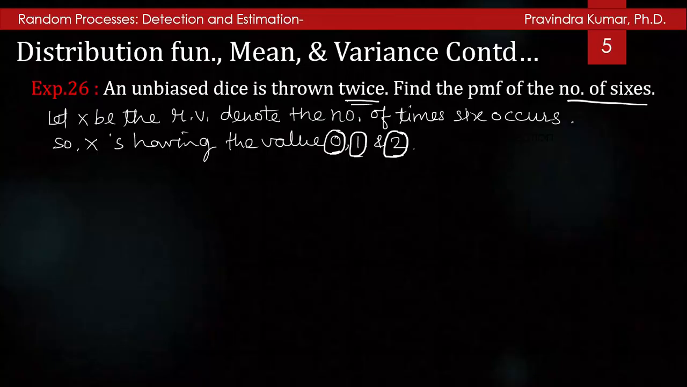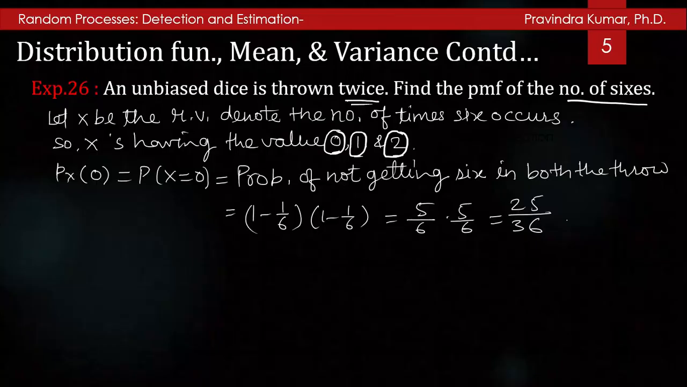Now for the PMF, p_X(0) means the probability that the random variable X has the value 0. This is the probability of not getting a six in both throws. In the first throw, the probability of getting a six is 1 by 6, and of not getting a six is 1 minus 1 by 6. So 1 minus 1 by 6 in the first throw and 1 minus 1 by 6 in the second throw. So the probability of not getting a six in both throws is 25 by 36.